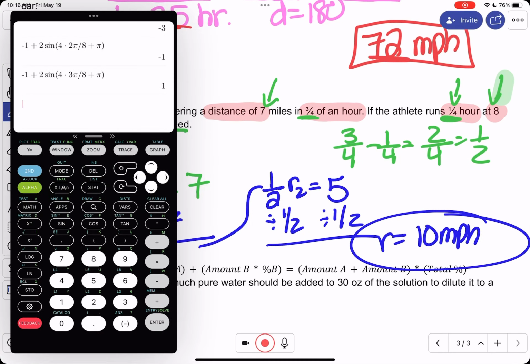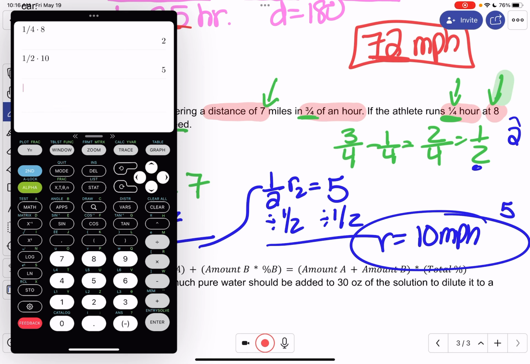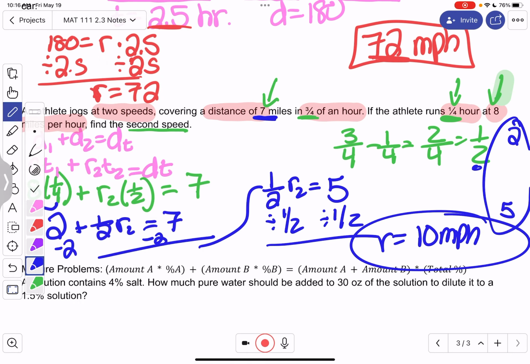So we said the first speed was 1/4 hour and 8 miles an hour. So the first distance they went was 2 miles. Then we're saying for half an hour, they went 10 miles per hour. That gives us 5 miles. If I put those two together, I get the total 7, so we know it works.